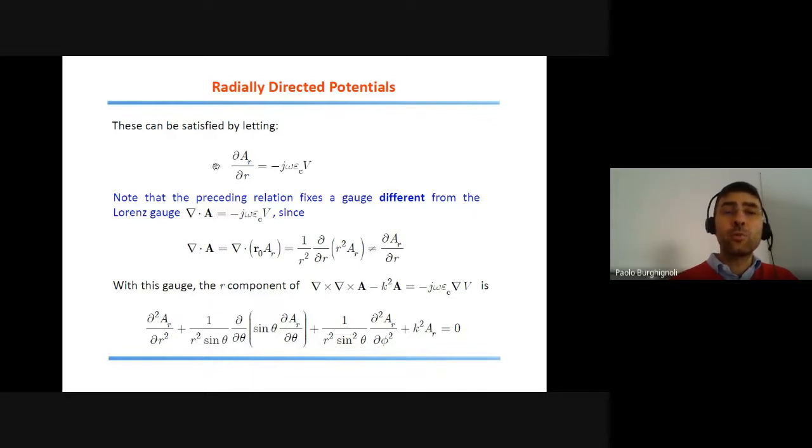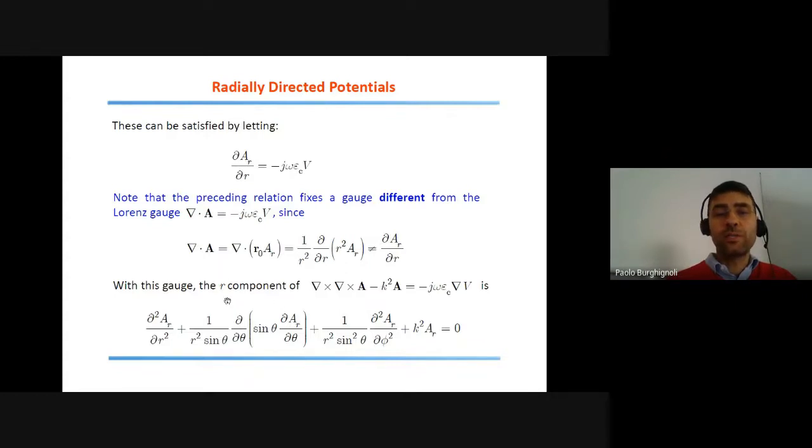And this is a relation between the vector and scalar potential that fixes a gauge. However, this gauge is not the Lorentz gauge, because the Lorentz gauge tells us that the scalar potential is proportional to the divergence of the vector potential. And now, if you evaluate the divergence of the vector potential, assuming that it is radially directed, you would discover that the expression for the divergence is different from what you can see at the left-hand side in the above equation. So we are working in a different gauge.